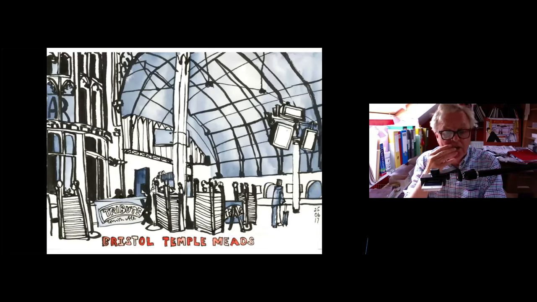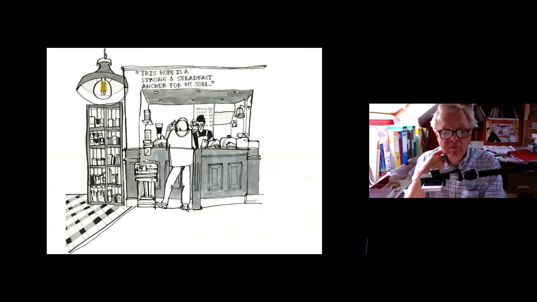And you can immediately change the tonal value of a sketch by adding a tone into some parts of it. This was actually done with a grey marker pen. So just picking out the darker parts of your sketch and adding tone to it.